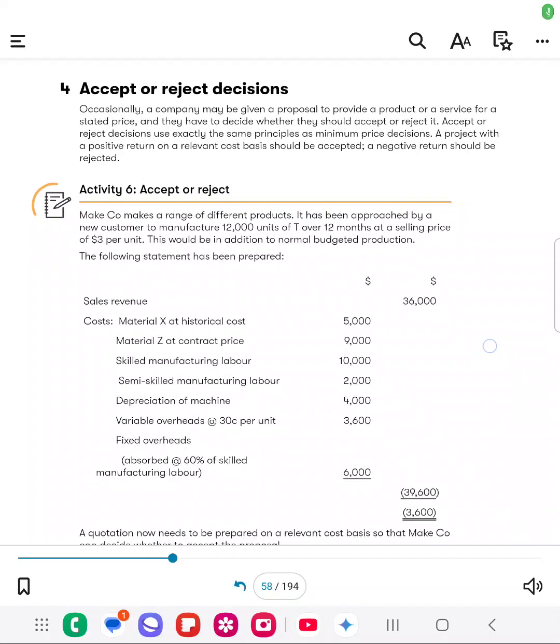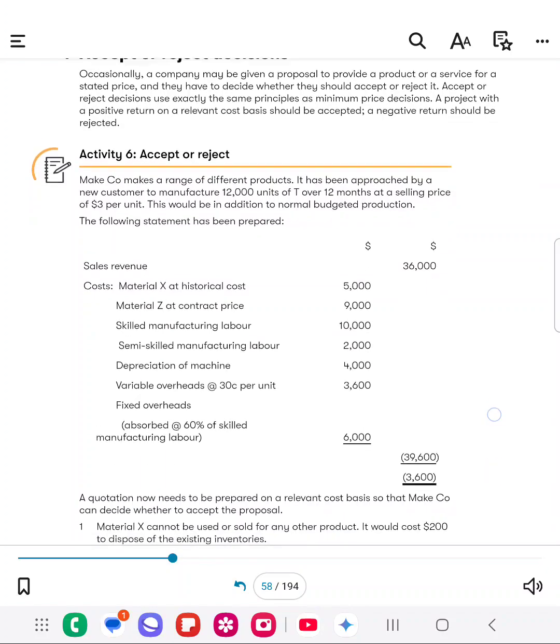We had already discussed now the minimum price. After this, I would discuss the accept or reject decision. Occasionally, a company may be given a proposal to provide a product or a service for a stated price, and they have decided whether they should accept or reject it. Accept or reject decisions use exactly the same principle as a minimum price decision. A project with a positive return on a relevant cost basis should be accepted, a negative return should be rejected.